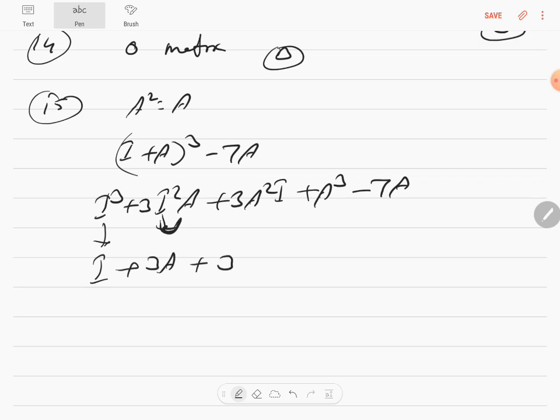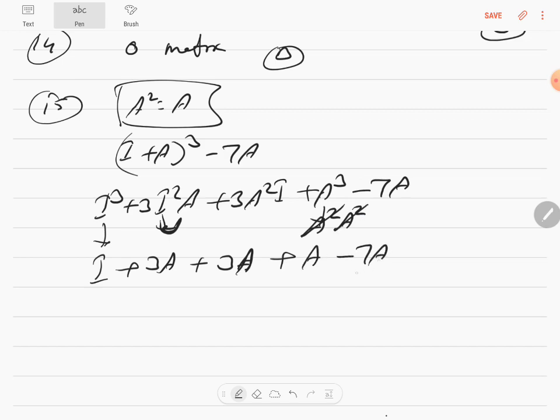3 and A square in the sum is given as A. So you can write A, I can be ignored because A multiplied by I is just A. And A cube can be written as A square into A, and A square itself is A. So it will become A square, and then it will be just A minus 7A. So can you see a 7A here and a 7A here get cancelled? The answer is I. So this completes the gist of matrices.